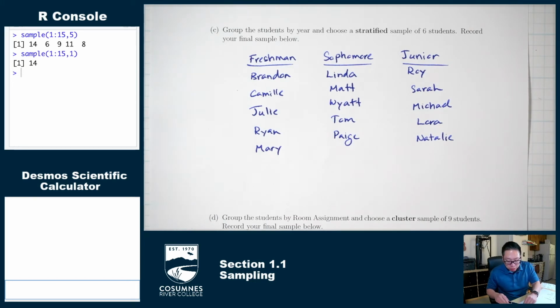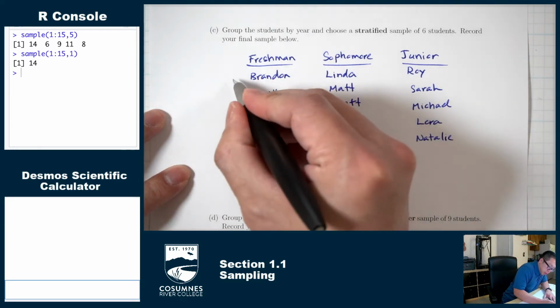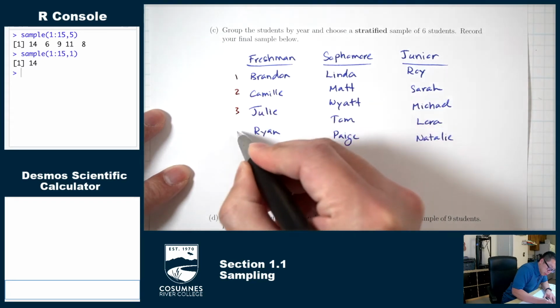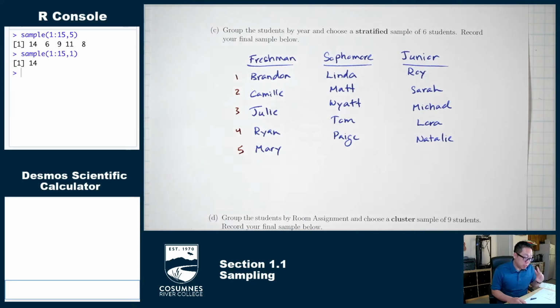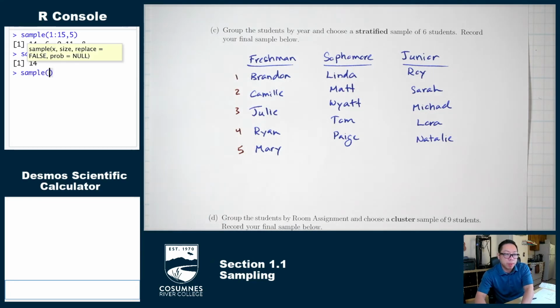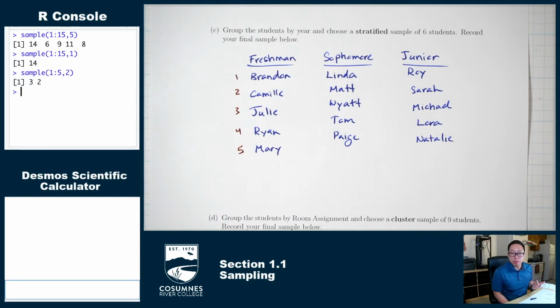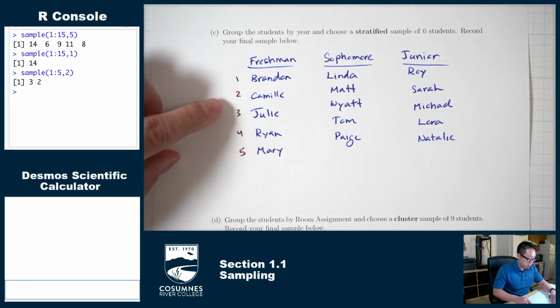Okay, so the way I'm going to choose 2 students from each group is the same way we do a simple random sample. I'm going to number the students. I'm going to choose 2 students from the freshmen, which means I need to, in R, choose 2 random numbers between 1 and 5. So I'm going to do sample 1:5, and I want to choose 2 students. Okay, so this is telling me I need to choose student 3 and student 2, which is Julie and Camille.